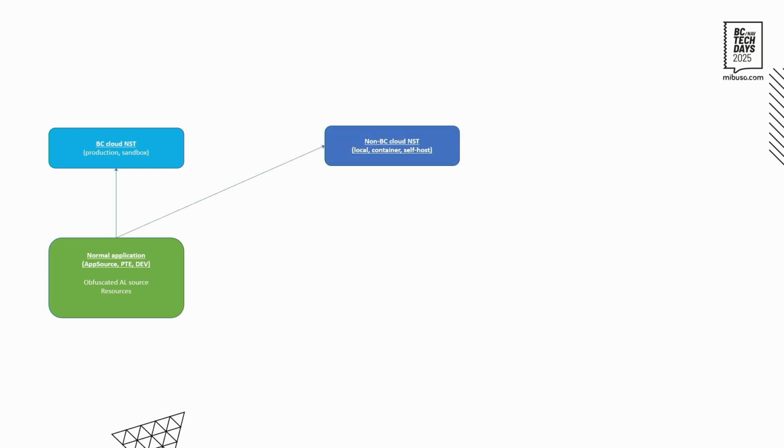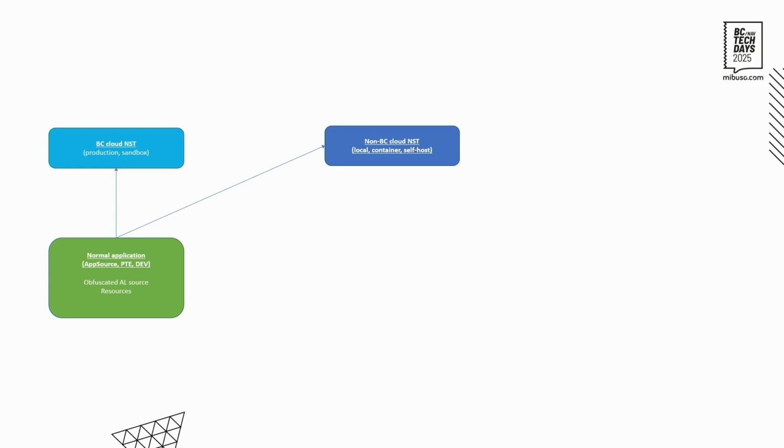So we have normal applications, an extension here. It could be an AppSource app or PTE or a dev. It's not really a PTE in the IP protection, but just in general, we have an app. And you can deploy that to the cloud, one of the Microsoft Cloud instances. That could be a production or it could be a sandbox. You could, of course, also take that app and deploy on-premise or to containers or local installations if you are a developer, right?